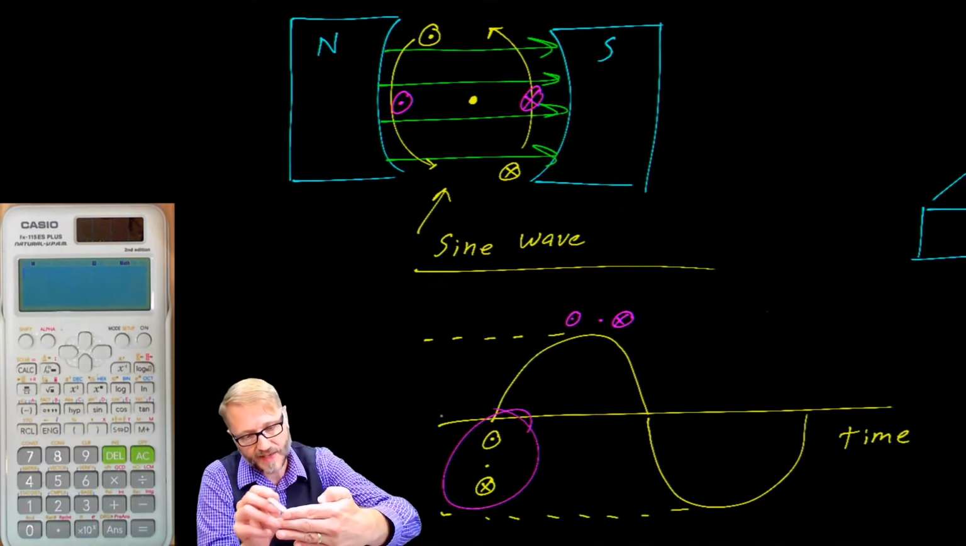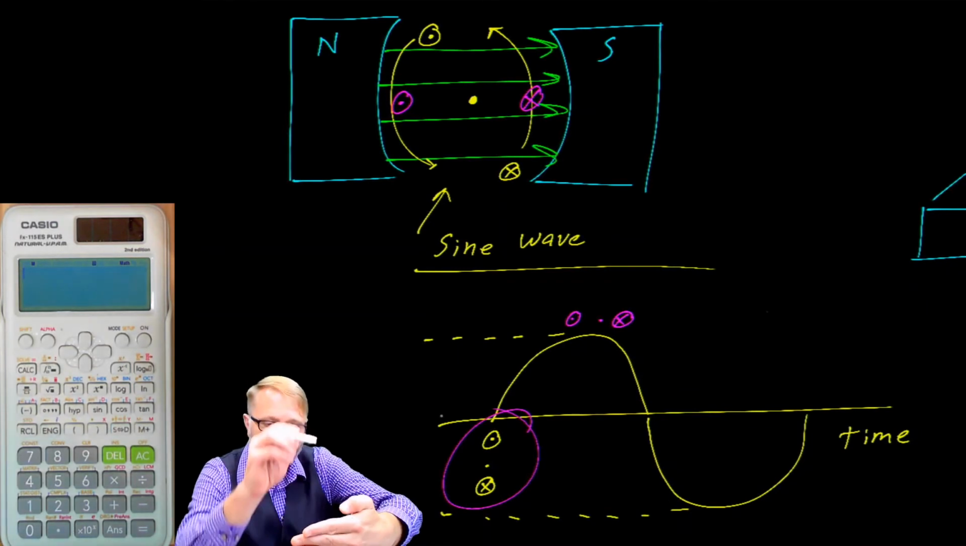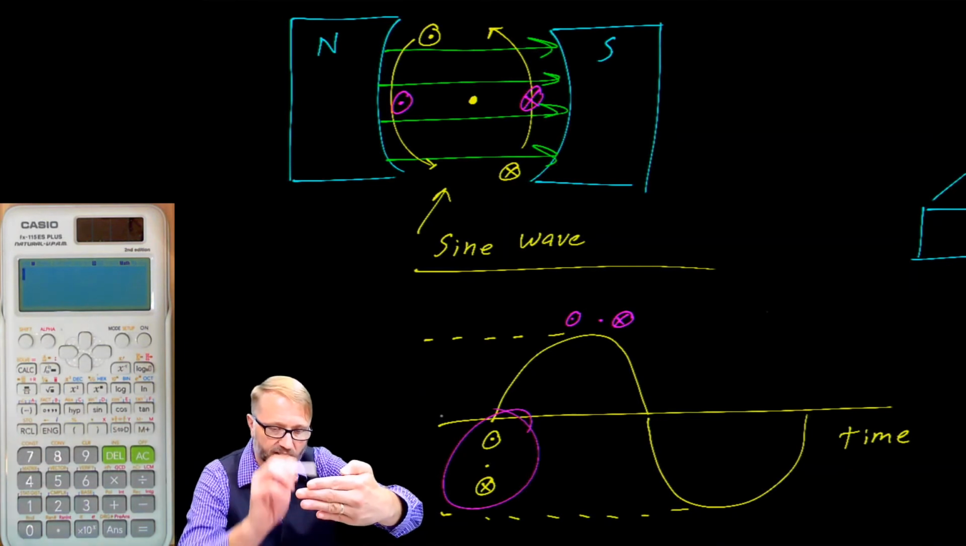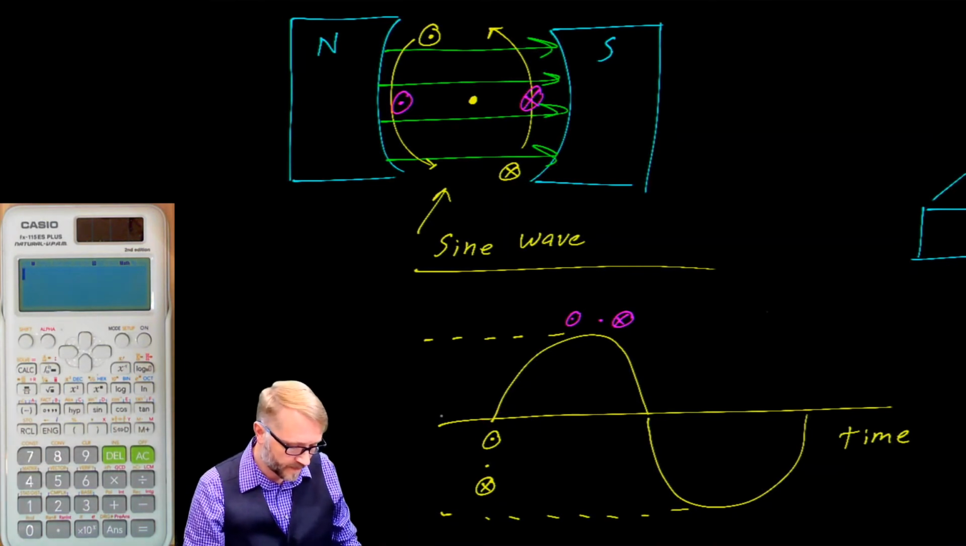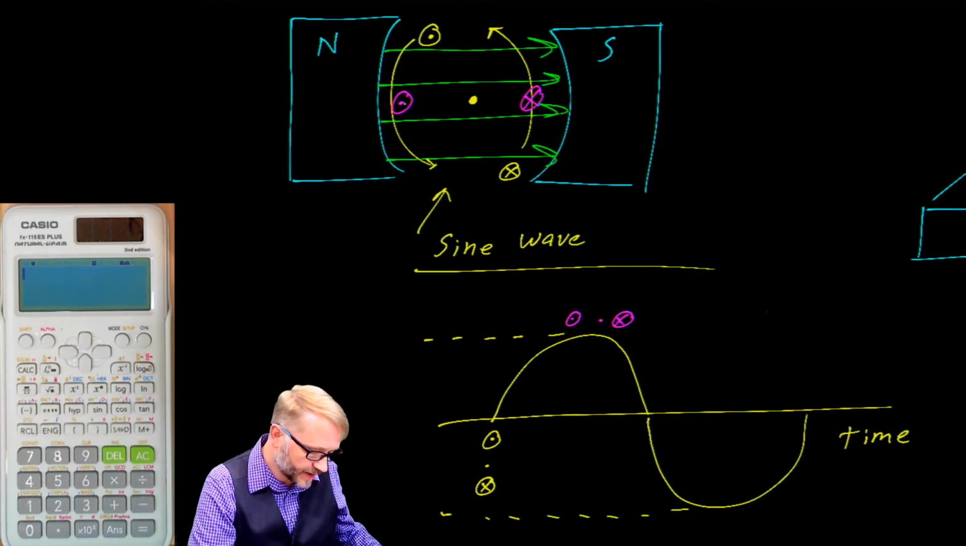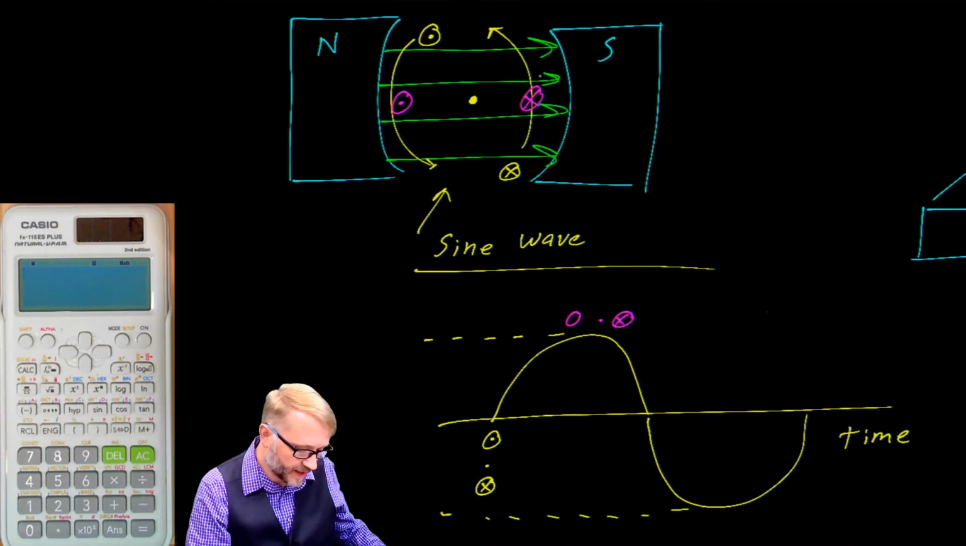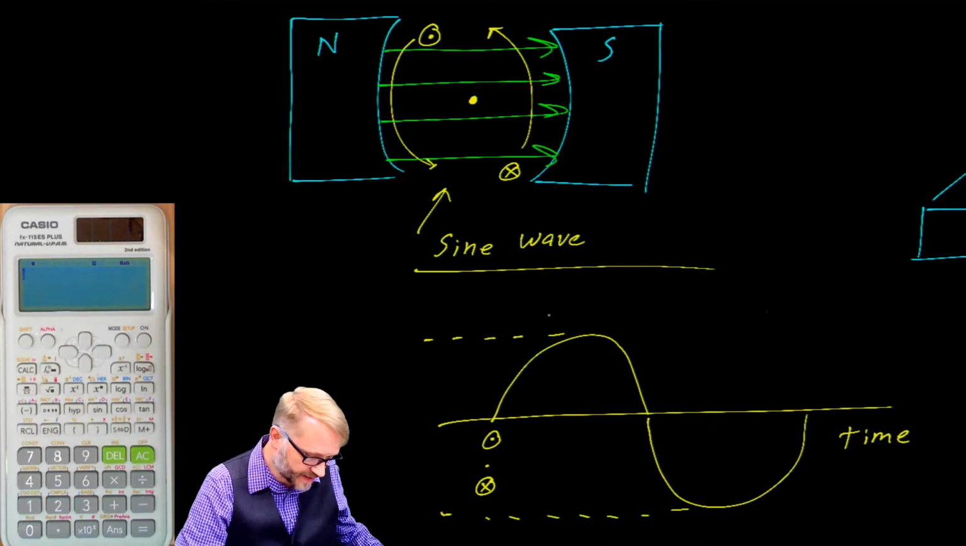So again, in this direction, no cutting of flux lines. In this direction, we are cutting flux lines, giving us the maximum voltage. Okay, so we were at the 9 and 3 o'clock. So let's go and erase that. Of course, we'll leave this piece here.